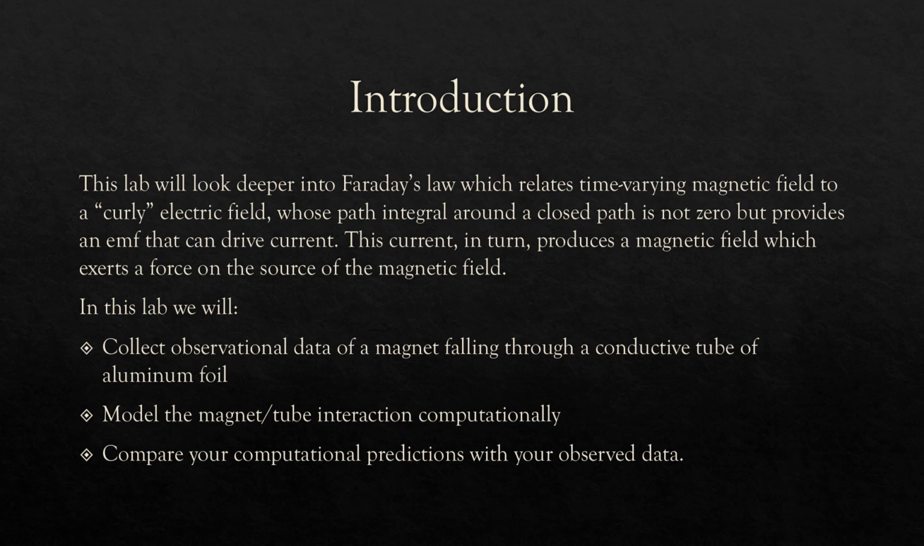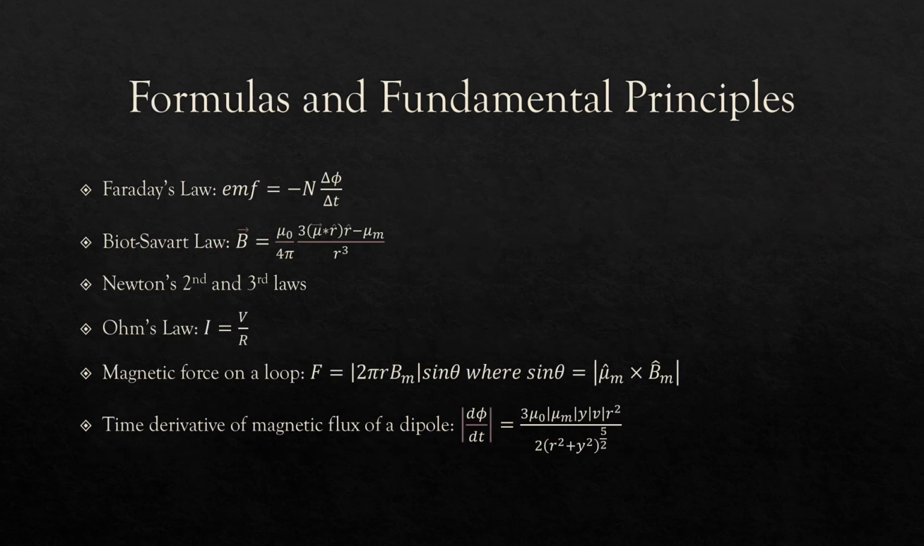In this lab, we will collect observational data of a falling magnet through a conductive tube of aluminum foil. We will model the magnet and tube interaction computationally, and we will compare our computational predictions with our observed data. The concepts involved are the Biot-Savart law, Newton's second and third laws, Ohm's law, magnetic force on a loop, and the time derivative of magnetic flux of a dipole.